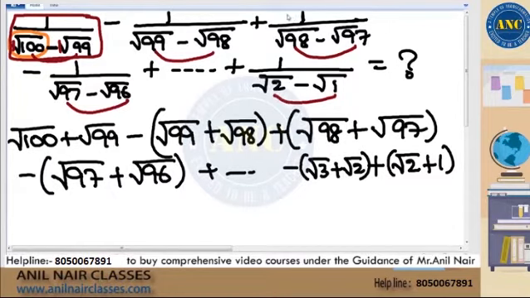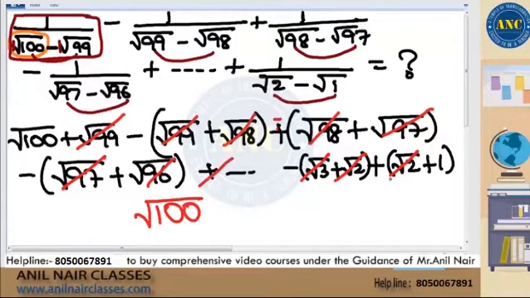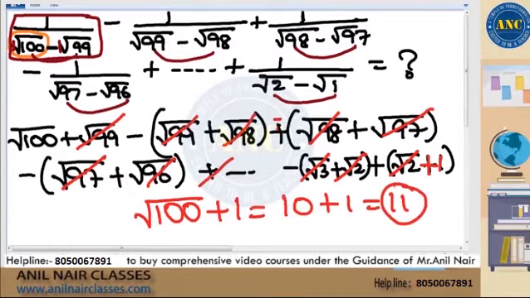Can I say that every term will cancel other than two terms? Root 99 cancels, root 98 cancels. I think there should be a change of sign somewhere, sir. Somewhere I have made a mistake, because these both will cancel. Root 97 will cancel. Every term will cancel out. You will be left with only two terms, which is nothing but root 100, and here it will be plus 1. Root 100 plus 1 is 10 plus 1. Answer for this question is 11.